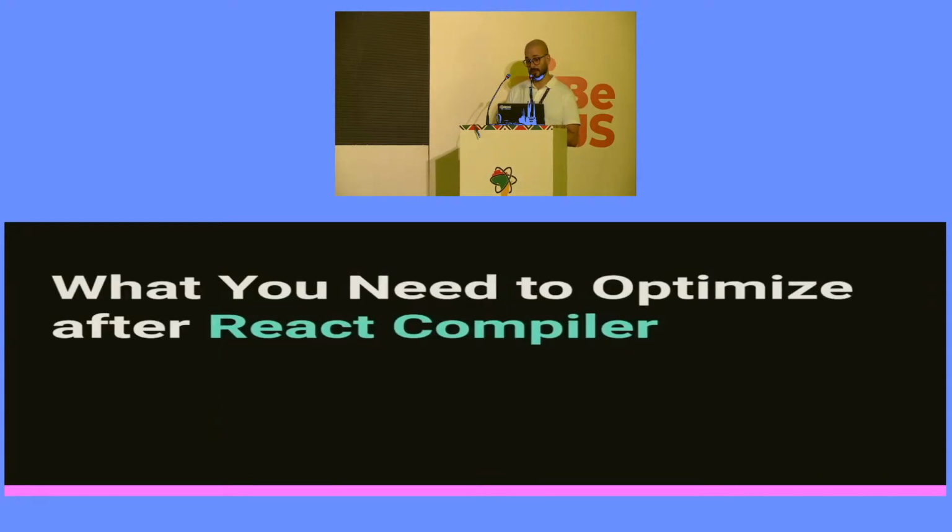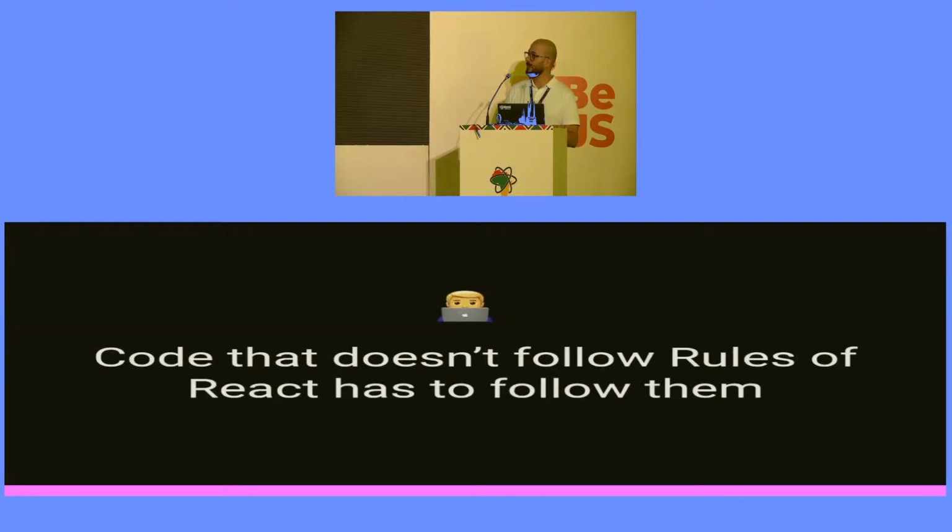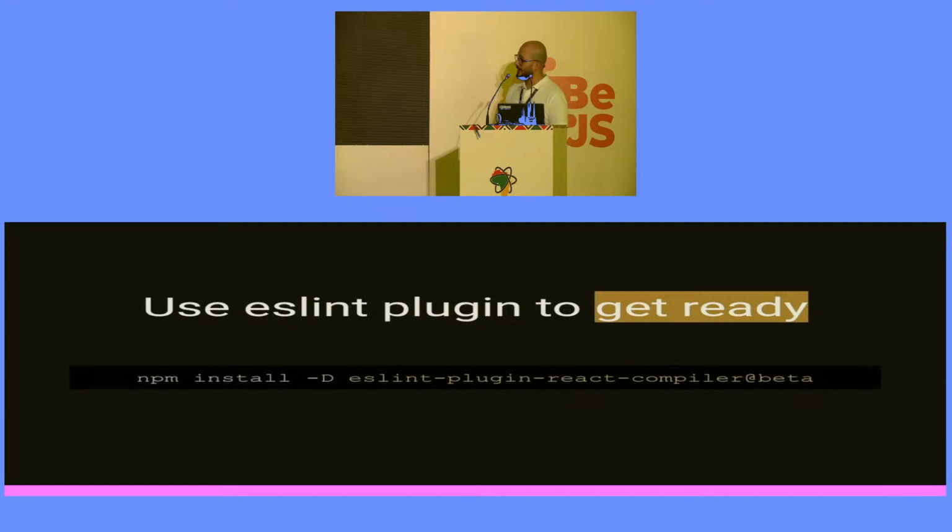So what do you need to optimize after React Compiler? We have quite some stuff. First one is code that doesn't follow the rules of React should follow the rules of React. For that, they provided an ESLint plugin, named ESLint plugin React Compiler. Actually, it's a little bit misleading because it's not connected to React Compiler. It's just doing that for the rules of React. It should be rules, not compiler. But there you go. There is something that you can set up in your code.